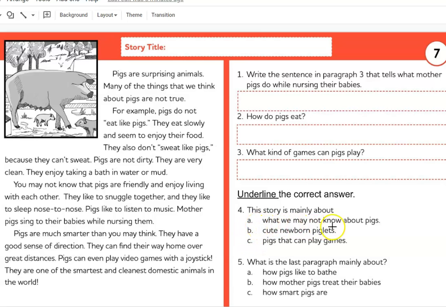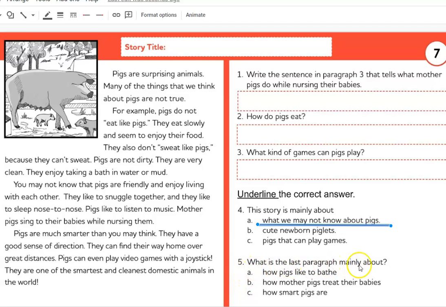What we may not know about pigs, okay, that could be, right? Because I know it talked a lot about things that we weren't sure and things that were not true. B, cute newborn piglets. Yeah, they talked a little bit how cute they were, but maybe not the whole thing. So I don't think it's B. I could cross that answer out. Letter C, pigs that can play games. They did talk about them playing video games at the end, but it wasn't what the whole story was mainly about. It's really all about what we may not know about pigs. So there's my underline.